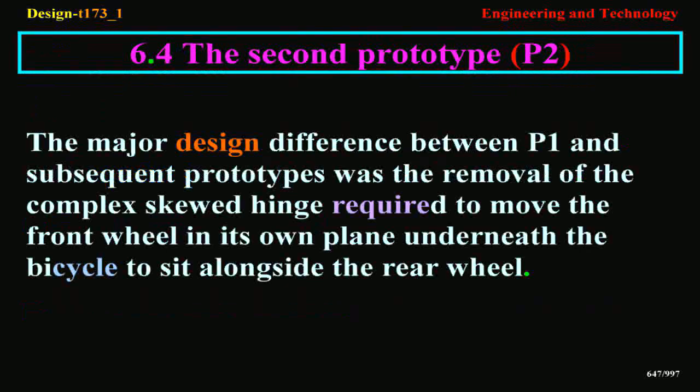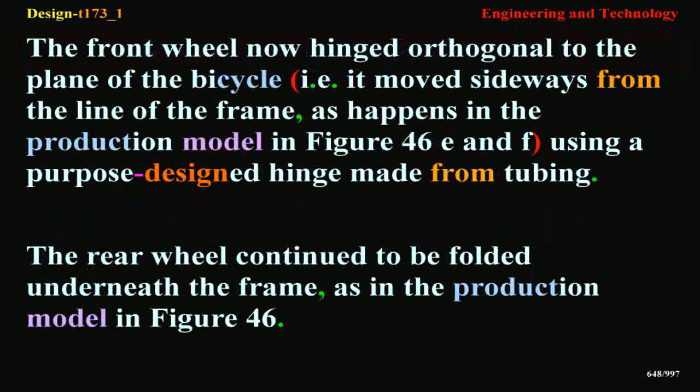6. For the second prototype P2, the major design difference between P1 and subsequent prototypes was the removal of the complex skewed hinge required to move the front wheel in its own plane underneath the bicycle to sit alongside the rear wheel. The front wheel now hinged orthogonal to the plane of the bicycle, i.e. it moves sideways from the line of the frame, as happens in the production model in Figure 46E and F, using a purpose-designed hinge made from tubing. The rear wheel continued to be folded underneath the frame, as in the production model in Figure 46.